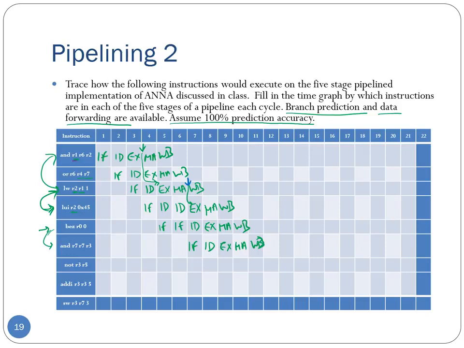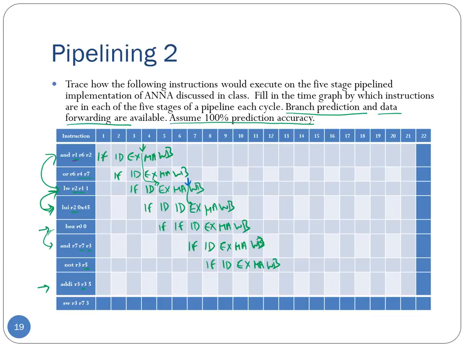And notice that there is no dependency between the AND and any of the previous two instructions, right? So the AND reads R7 and R3, and these are not the destinations in any of the previous two instructions. So moving on to the next instruction, we have NOT, which reads R5, and R5 is not a destination in any of the previous two instructions, so there is no dependency here. So it will simply fetch here, decode here, execute, memory access, and write back.